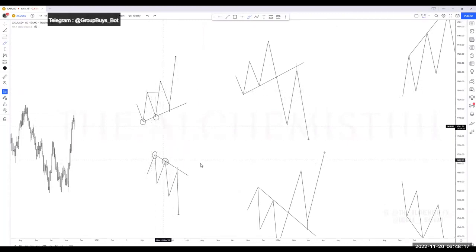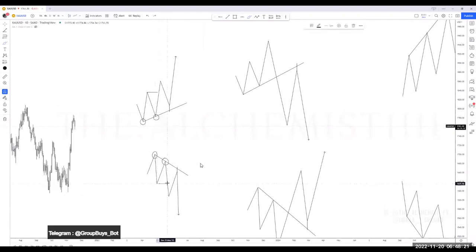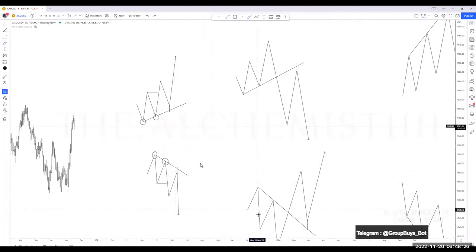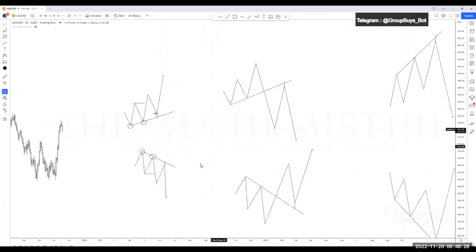It's the same thing in here. This second point has to break structure. If this breaks, then we can expect price to come here and then fall back down. You get it, right? So that is one important thing.